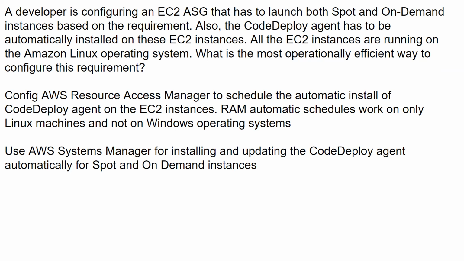Config AWS Resource Access Manager to schedule the automatic install of code deploy agent on the EC2 instances. RAM automatic schedules work on only Linux machines and not on Windows. Use AWS Systems Manager for installing and updating the code deploy agent automatically for spot and on-demand instances.